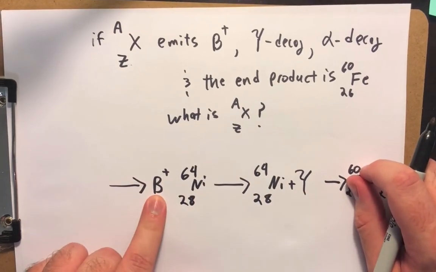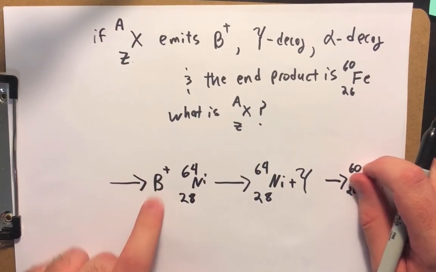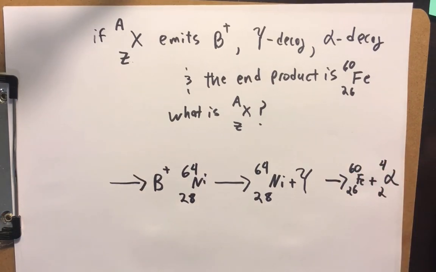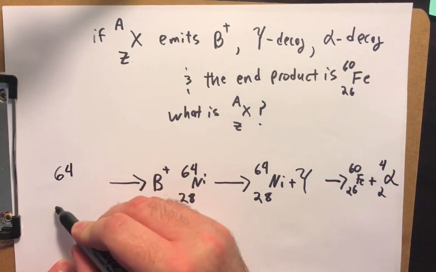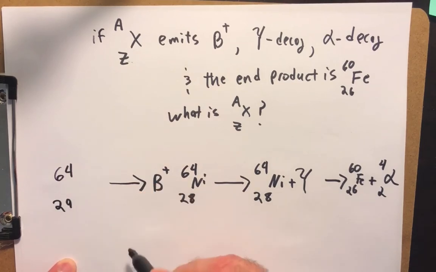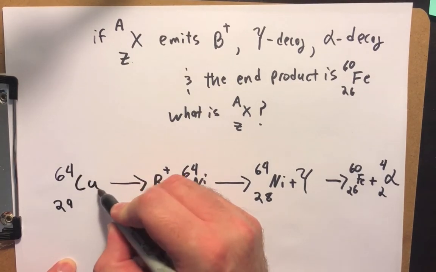What is the process of a positron release? Positron release is where we have a proton that's being converted to a neutron. The initial parent was 64, 29, which means if I look on the periodic table, I can see that that is copper.